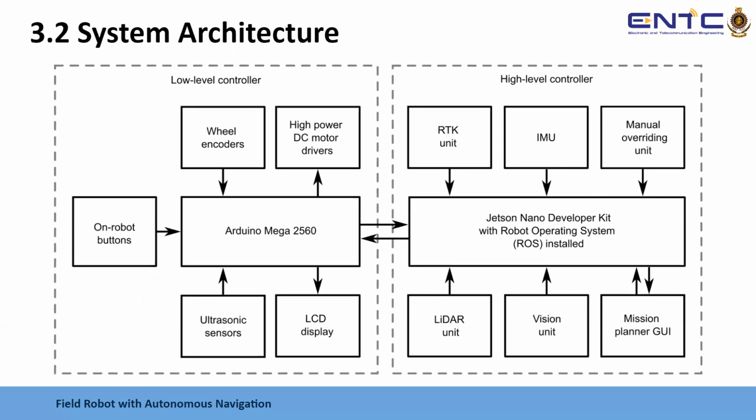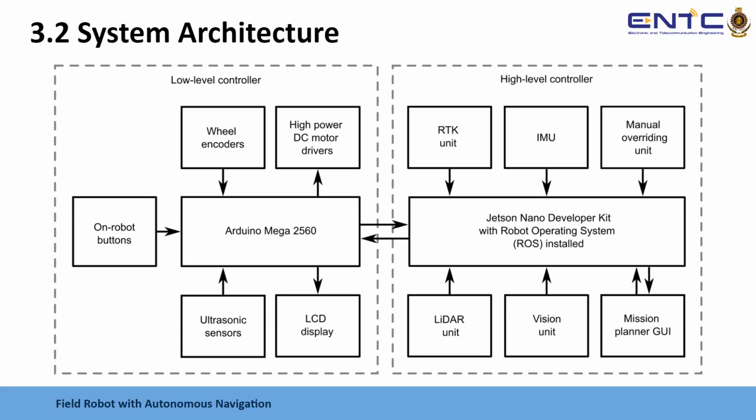Next, please. When it comes to system architecture, we have two controllers, as you can see in the slides. One of them is to do the complex computational tasks. So for the high-level controller, we have used the Jetson Nano Developer Kit. In that, the LiDAR and image processing tasks are computed, and also the RTK unit, IMU, manual override unit, and mission planner GUI have been connected to it.